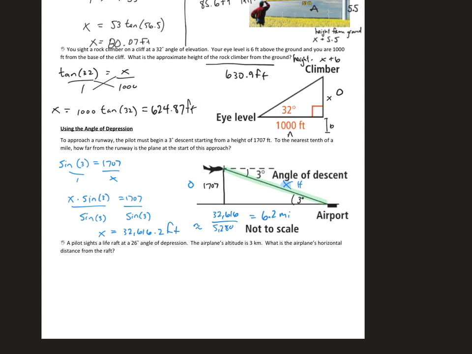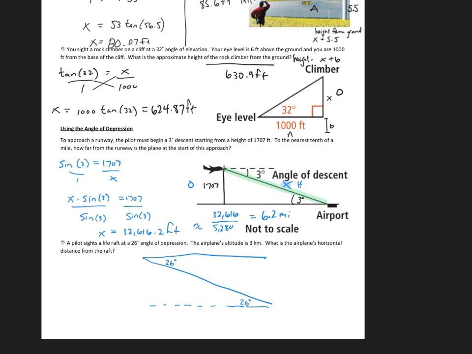All right. So last one, this one doesn't have a picture. So we say a pilot sights a life raft at a 26-degree angle of depression. So I'm just gonna draw my horizontal line, and there's the line of sight. If you want to get another horizontal line, you can. It says they spot it at a 26-degree angle of depression. So that means 26 degrees right there for the angle of elevation.